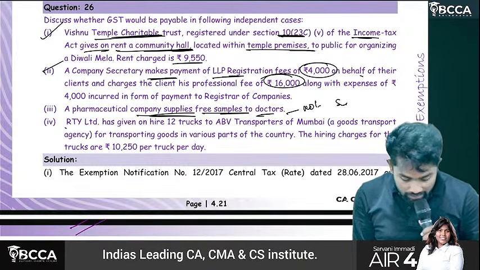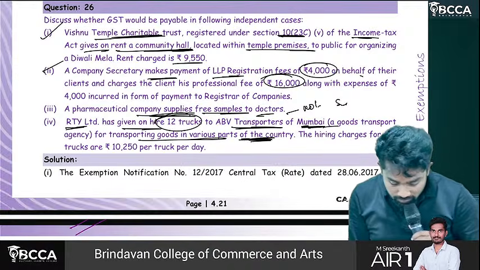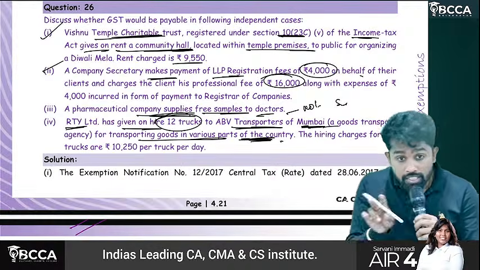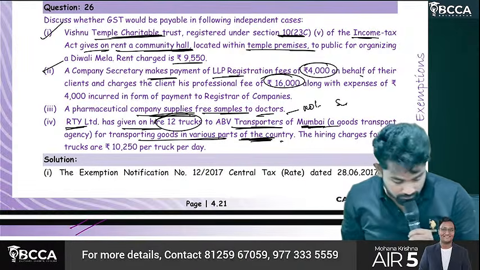Then what? RTY Limited has given 12 trucks to ABV Transporters Mumbai for transporting goods in various parts of country. Sir, what happened here? Trucks has been given on rent to a GTA, which is exempted.